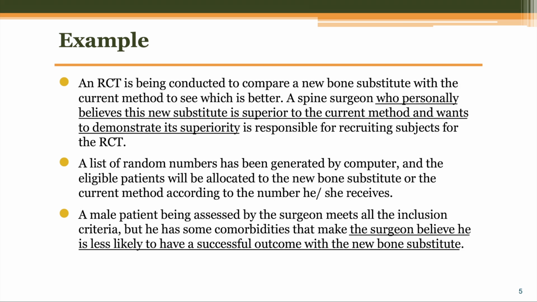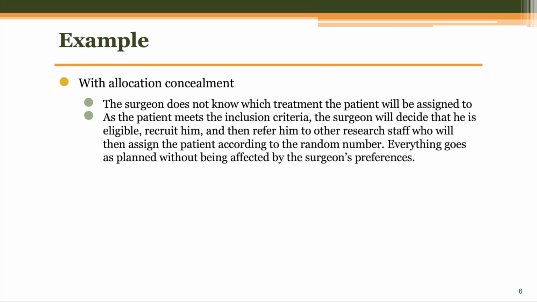What happens next depends on whether allocation concealment is properly done. If allocation is concealed, the surgeon does not know which treatment the patient will be assigned to. As the patient meets the inclusion criteria, the surgeon will decide that he is eligible, recruit him, and then refer him to other research staff who will then assign the patient according to the random number. Everything goes as planned without being affected by the surgeon's preferences. The process is free from bias.